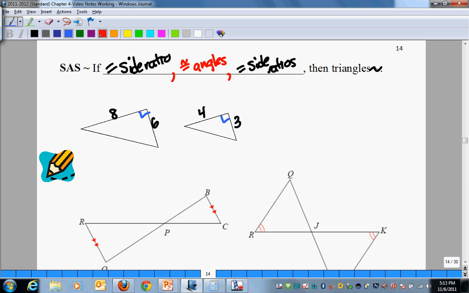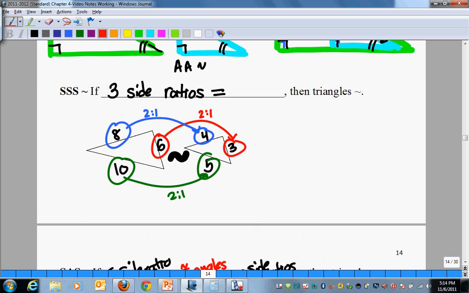Notice we have an equal pair of side ratios, 8 to 4, that's 2 to 1. Then we have a pair of congruent angles, 2 right angles, that gives us our angles. And then we have another pair of equal side ratios, 2 to 1. Therefore, we would say these triangles are similar by the side angle side similarity shortcut.